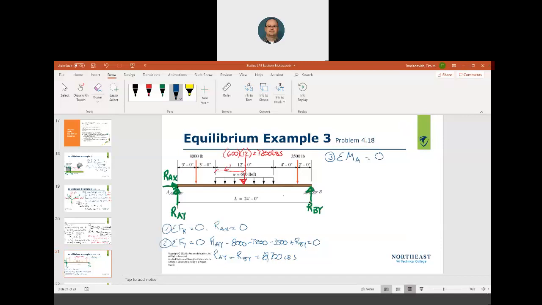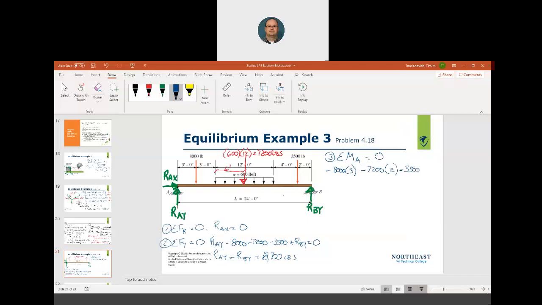Okay. So minus 8,000 force times the distance, 3 feet. Okay. Minus 7,200. So the minus is the rotation. 7,200 is going clockwise around point A. So what's my distance? I know it's 6 feet plus 6 feet is 12. Okay. Times 12.